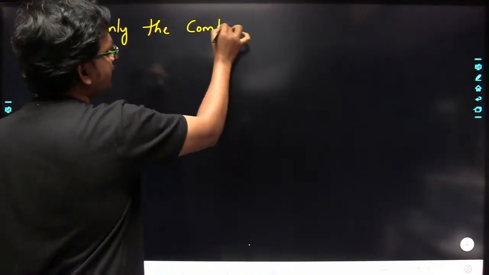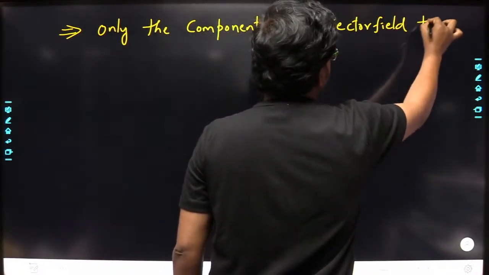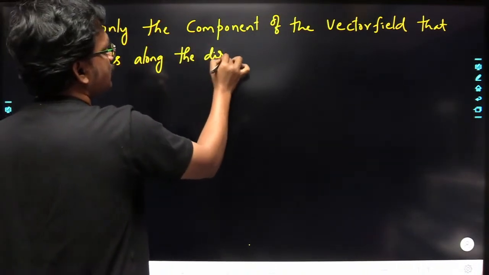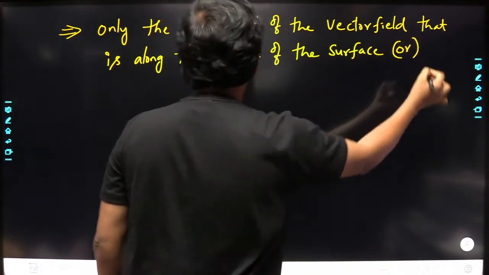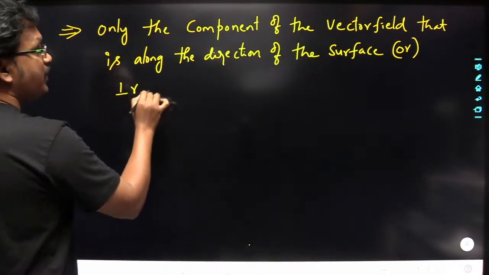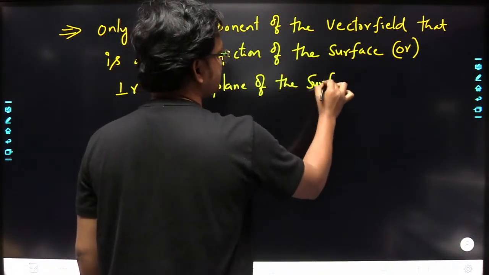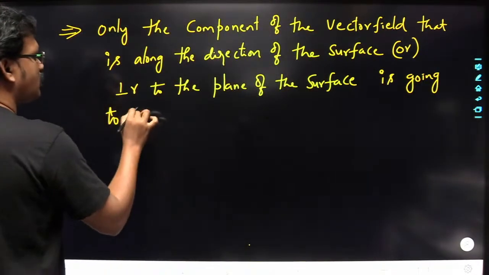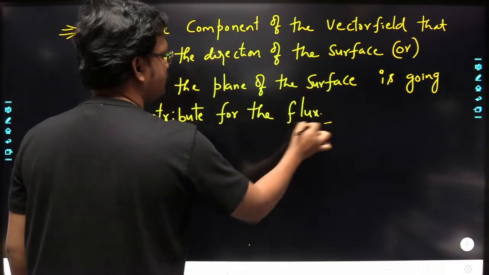Only the component of the vector field that is along the direction of the surface, or I can say perpendicular to the plane of the surface, is going to contribute to the flux here. I hope this point is crystal clear.